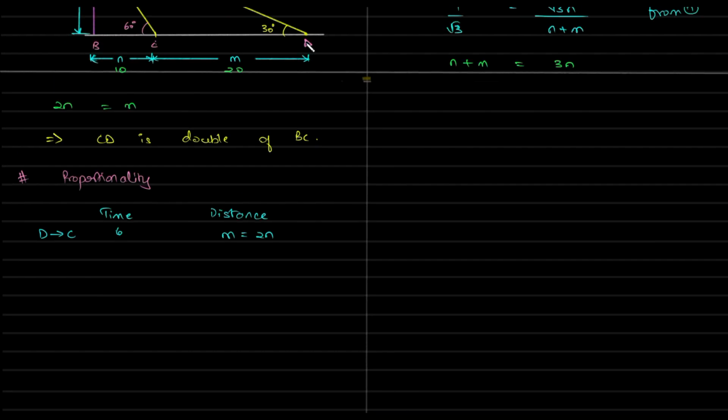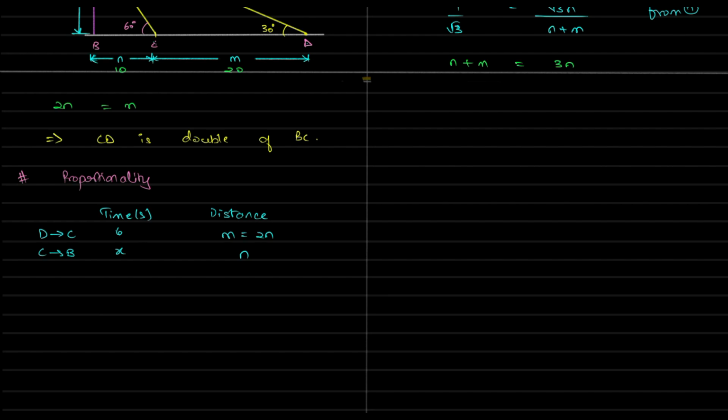Again, I'll explain. When we move from D to C, the time we took is 6 seconds, and the distance happens to be m, which is nothing but 2 times n. When we move from C to B, we don't know how much time we are taking, but the distance is n. So both distances are in terms of n. So now we can solve it.